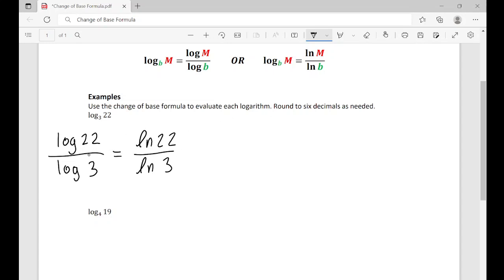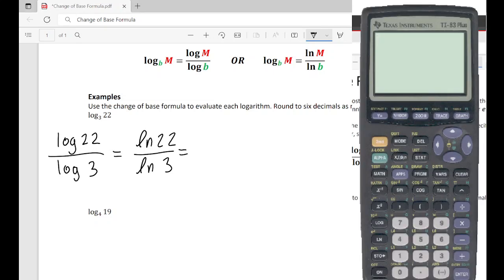Now, what is it when we put it in the calculator, because we want to round it to 6 decimal places? Well, what we do is we just take our calculator and we plug it in and see what happens. So let's do the first one. Log of 22 divided by log of 3. Now be careful to close your parentheses off, because if you don't, it may give you an answer and it may not be the right one. So make sure to close your parentheses when you're done with them. Hit enter, and I get this answer, looking pretty nice.